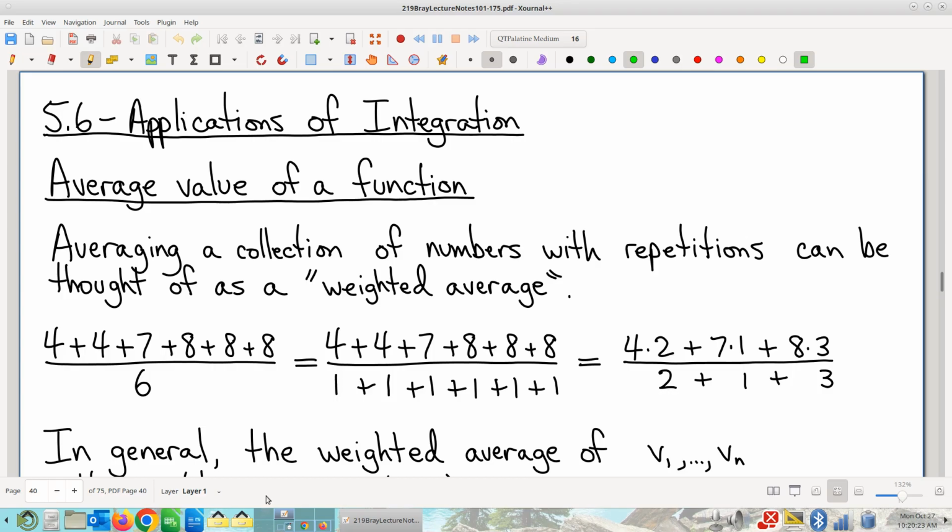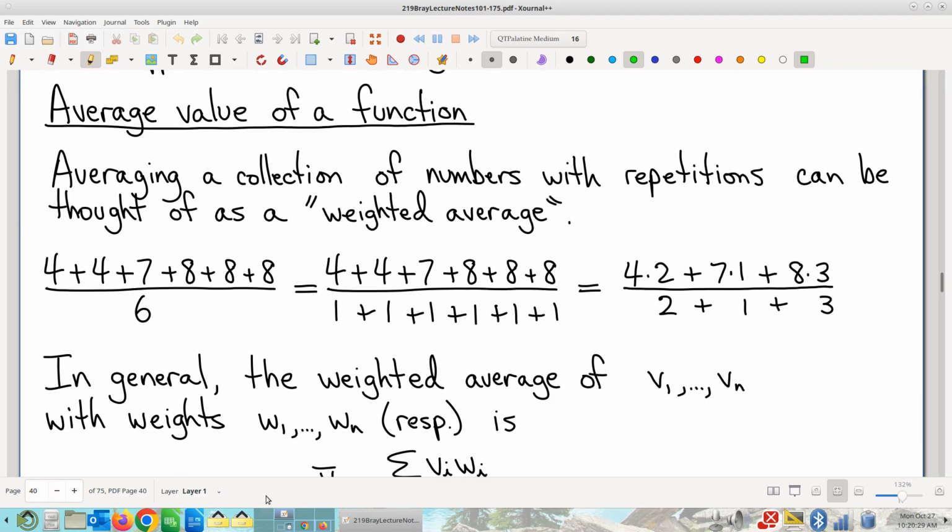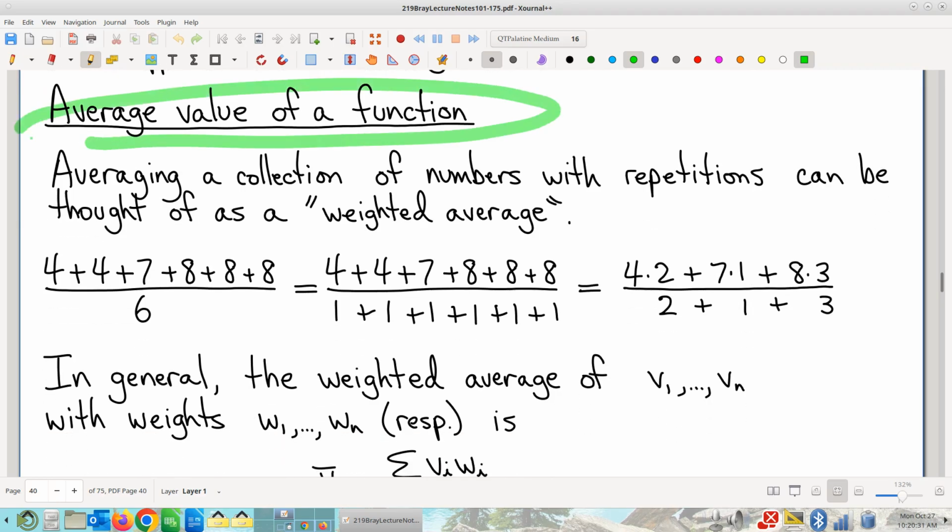Tough choices and all that. I'm going to go a little bit quickly through this. Here we go. Let's talk about the average value of a function.